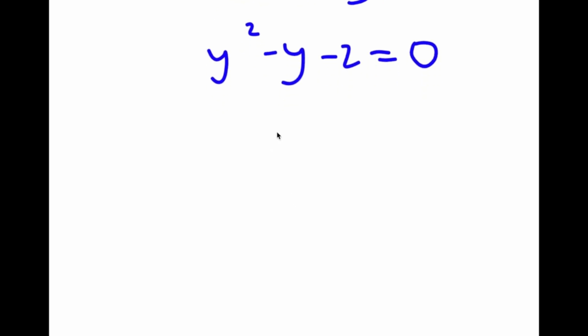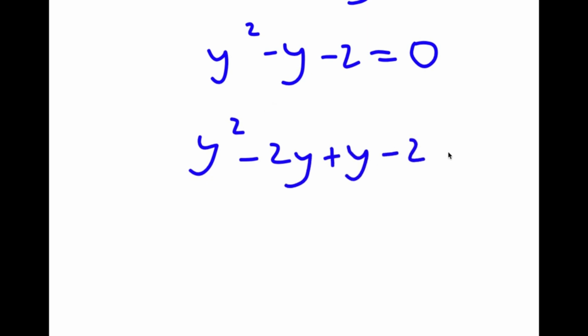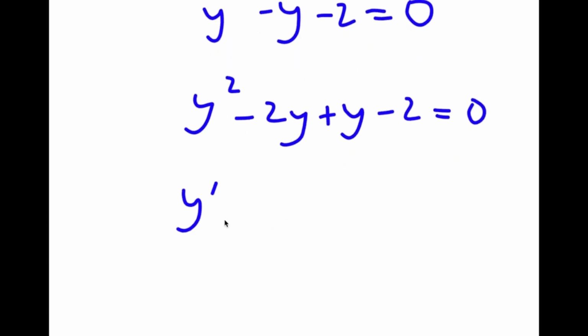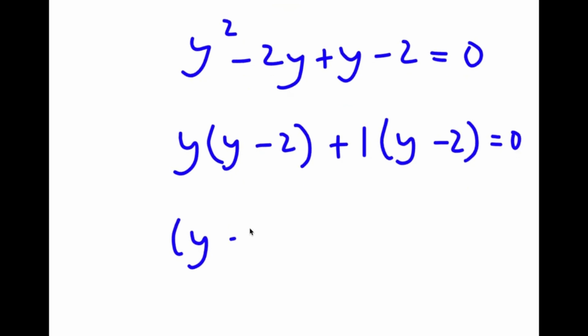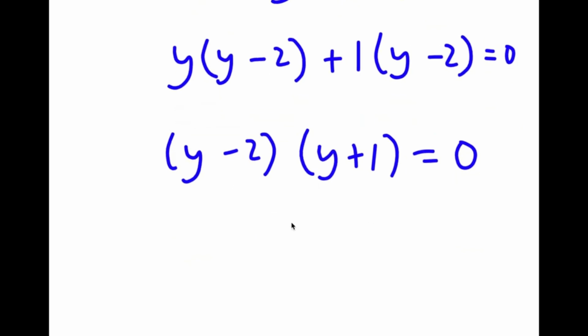Now, to solve this, I'm actually going to factor this out. So y squared minus y minus 2, this is the same thing as y squared minus 2y plus y minus 2, because negative 2y plus y, that's negative y. And now if I factor out y, I get y times y minus 2 plus 1 times y minus 2 is equal to 0. Now if I factor out y minus 2, I have y minus 2 times y plus 1 is equal to 0. So meaning y is equal to either 2 or negative 1.